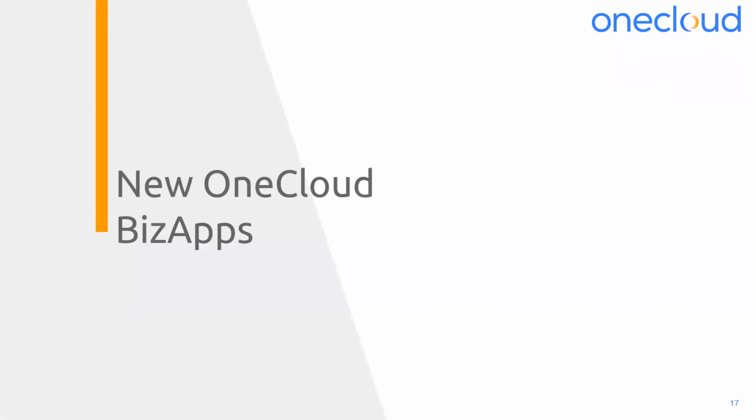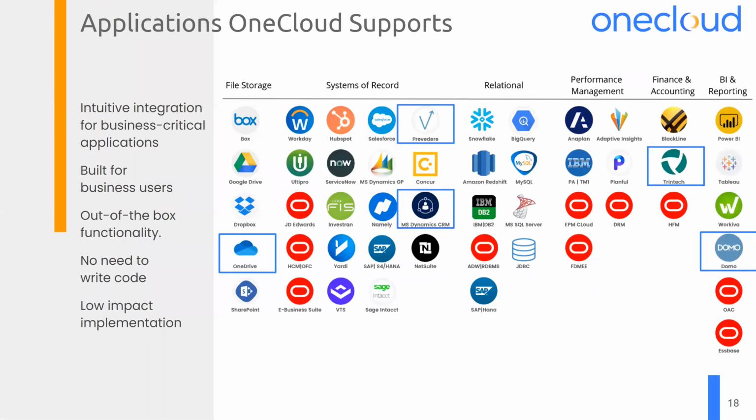Now we're going to go through just a high-level overview of some of the new Biz Apps that we've added in the past couple months. Microsoft OneDrive, Microsoft Dynamics CRM. We just released the Previdary Biz App, as well as Trintech and Domo. So for any of you interested in working with those, if you need any help, feel free to reach out to us, of course. We'd love to hear your use case and get you up and running on those Biz Apps.